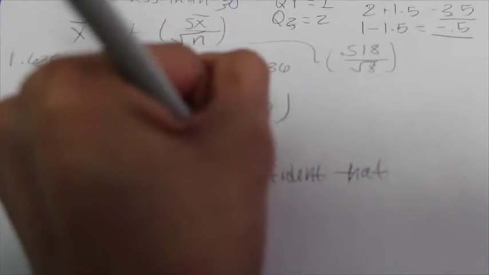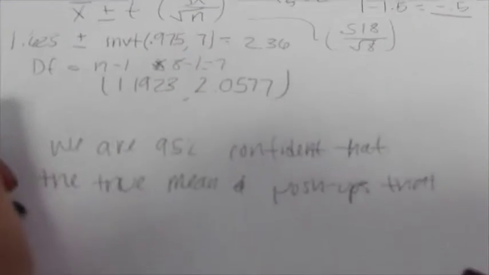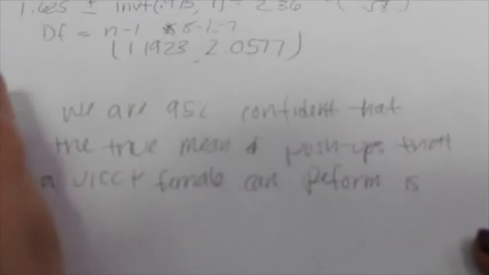Okay, and then we have to conclude, so we say that we are 95% confident that the true mean of push-ups that a UICCP female can perform is between 1.19 and 2.06 push-ups.